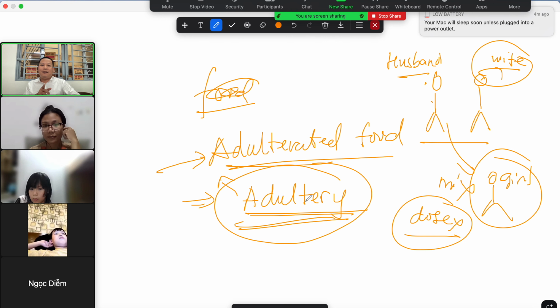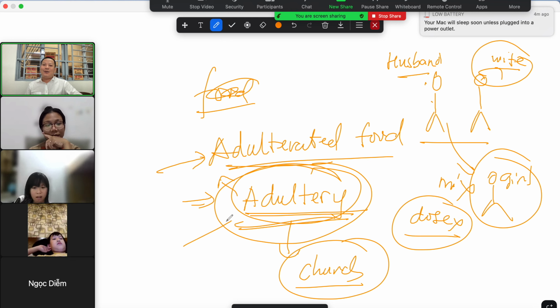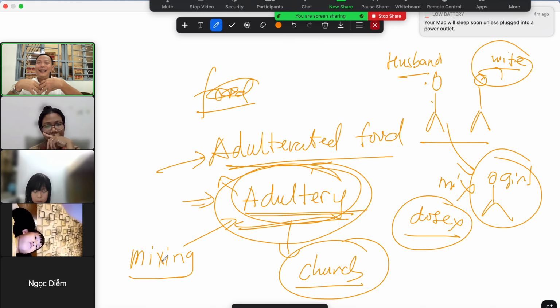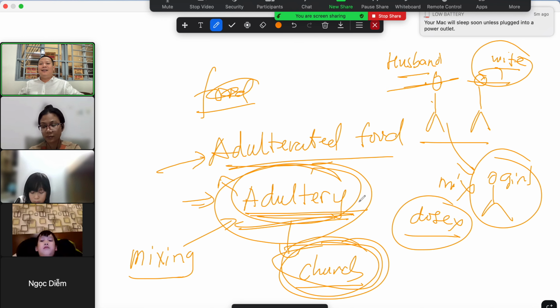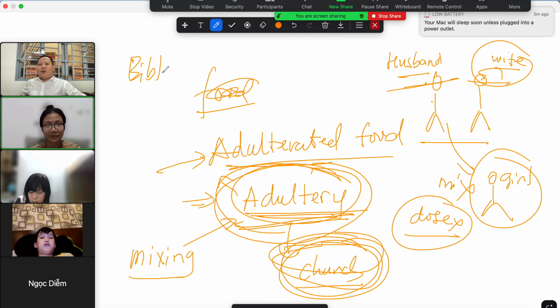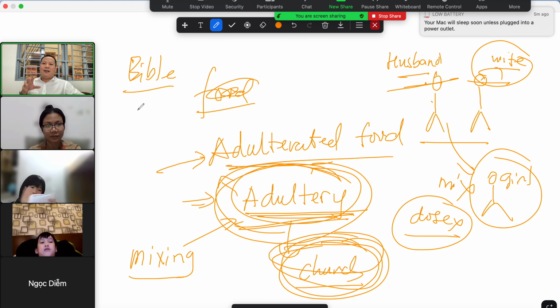But actually the meaning of this word comes from church. The simple meaning of this word adultery is mixing. Just mixing. You mix two things together. You mix a bad thing inside something, and that's adultery. But in church, they say that if you do sex with a person who is not your husband or wife, that's adultery. So the meaning comes from church. So English also comes from the Bible. So many words or meanings have come from the Bible or from church.